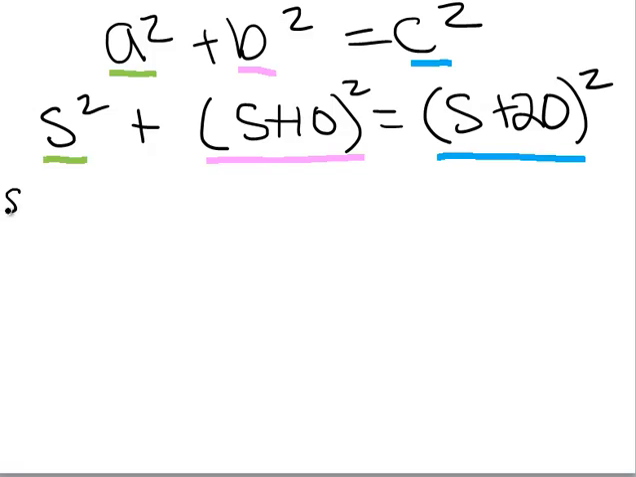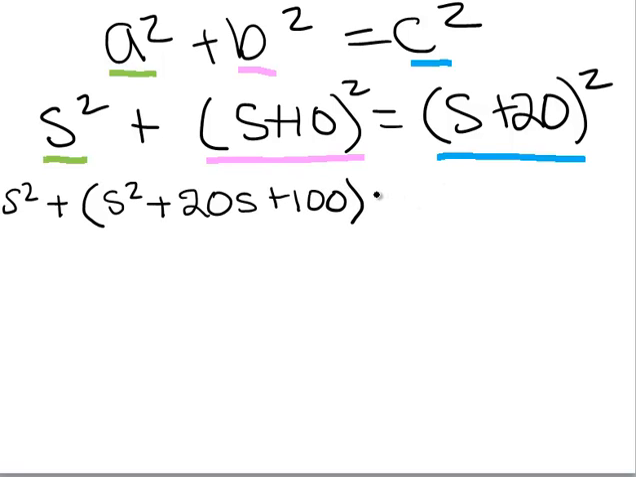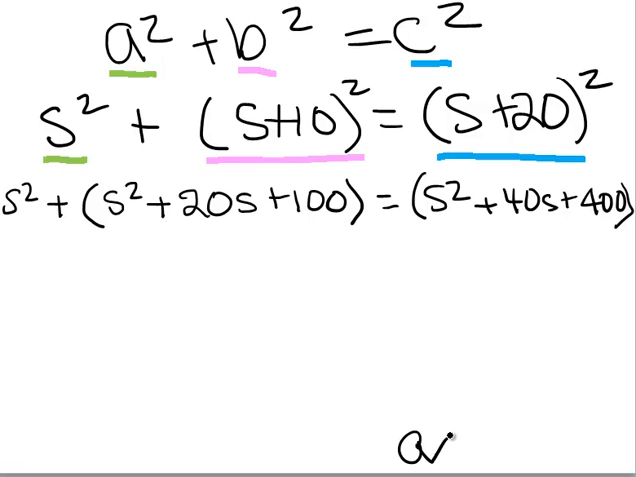So here I'm going to have s squared again, plus I'm going to multiply the factors here. And I could do it the long way, or I could use my magic skills and know that that is the same as s squared plus 20s plus 100. And this is the same as s squared plus 40s plus 400. Okay. Now, remember, I need to get that to look like this.